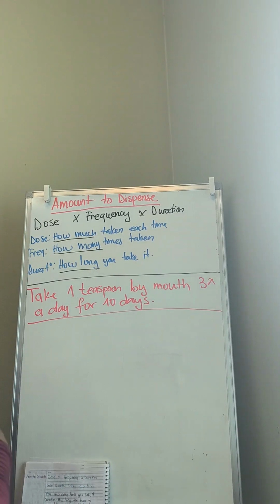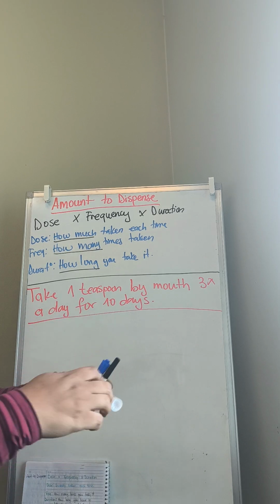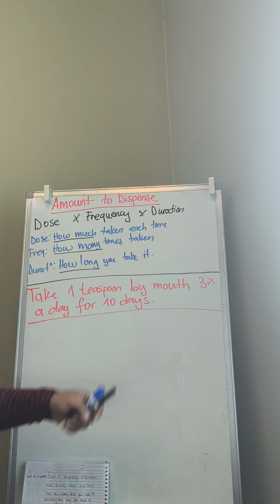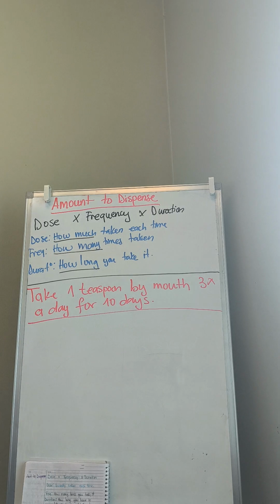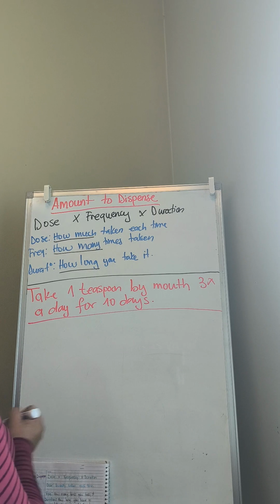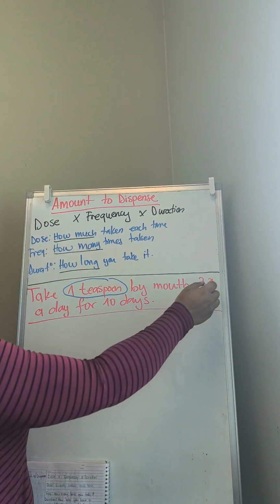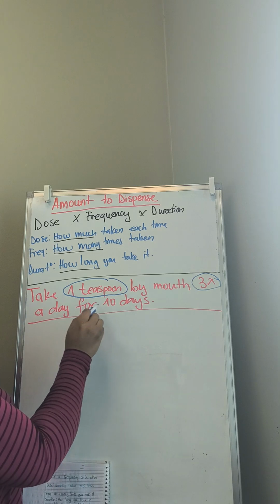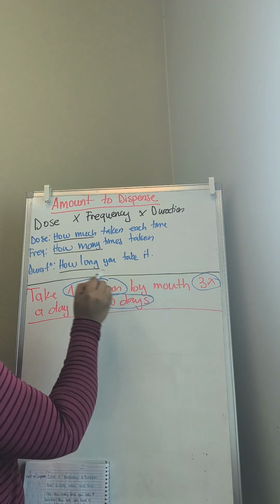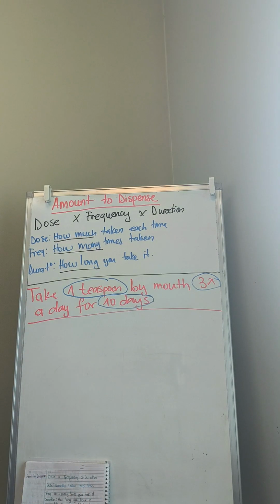So you need to define how much of the product you're going to give the patient so that they have enough for 10 days, knowing that they take the medication 3 times a day. How much? 1 teaspoon. How many times? 3 times. For how long? 10 days. This is straightforward, isn't it?